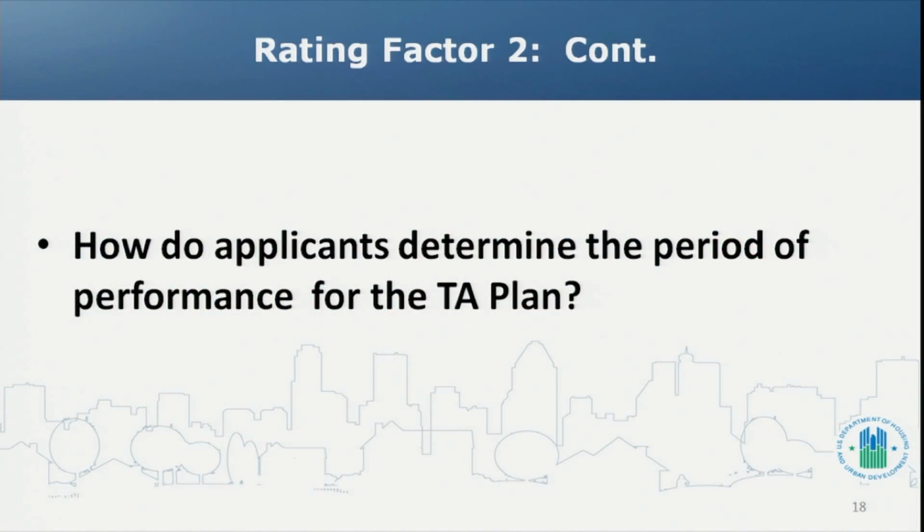Lastly, Marie, how do applicants determine the period of performance for the TA plan? Well, the best thing to remember is that it should not exceed 36 months. That's the period of time for the entire cooperative agreement. But the proposed technical assistance plan should have a time that is commensurate with the proposed TA and the time period needed to carry out the proposed technical assistance.